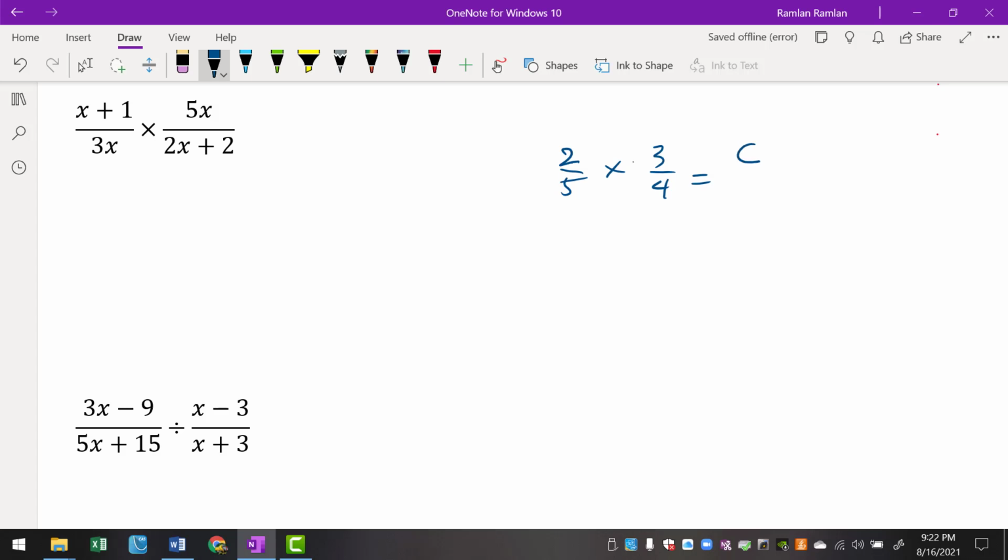So I have 2 times 3 is 6, now 5 times 4 equals 20, and I can simplify that by dividing both of them by 2. I divide by 2, get 3, divided by 2 equals 10. So here we go, right? As easy as that. Okay, so again, it is the same thing with this one. You only need to multiply, sorry.